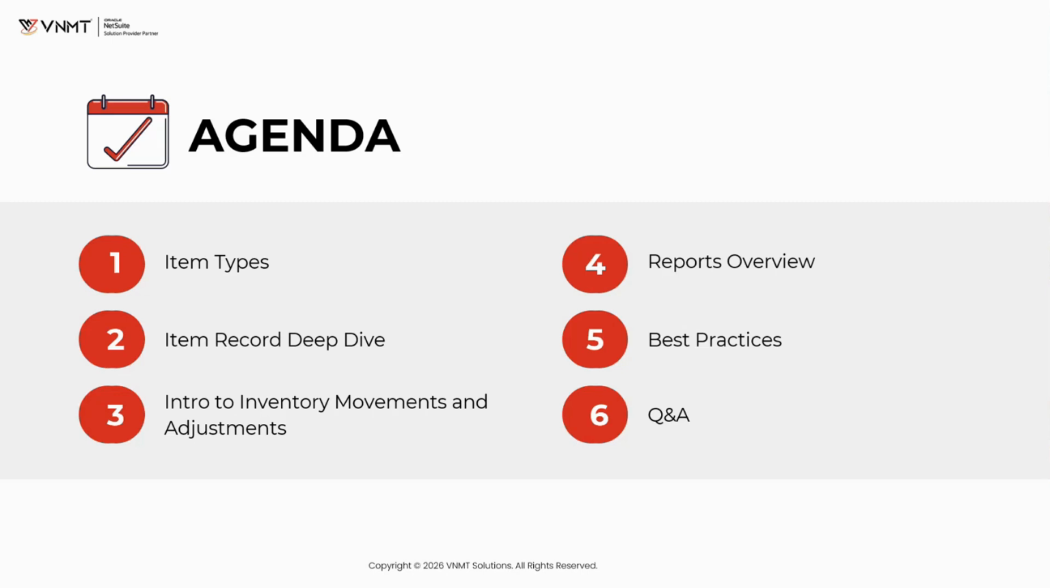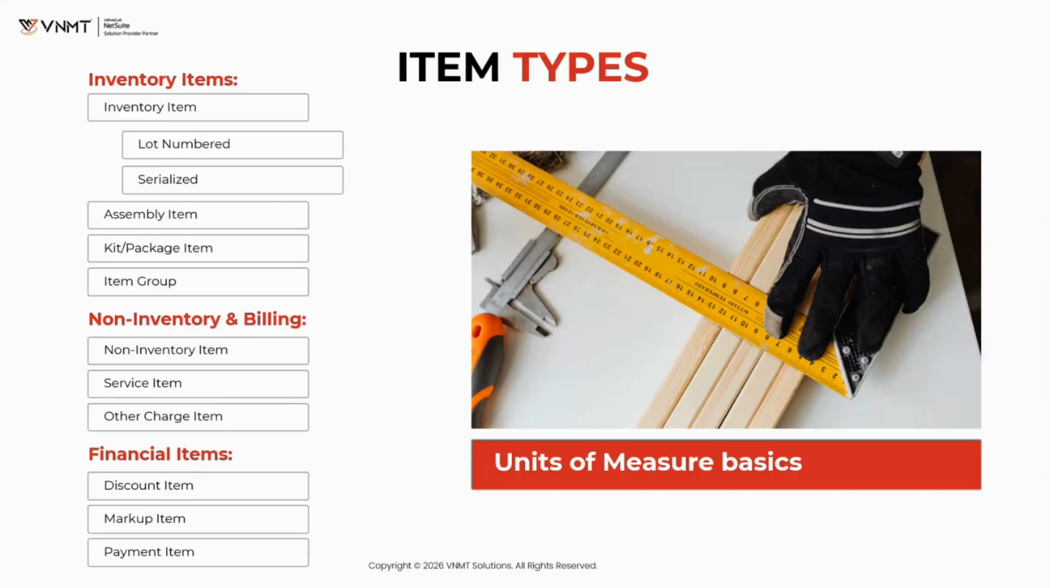So let's look at items. What is an item? An item is pretty much a core record in NetSuite used in all your transactions. It's anything your business sells or purchases or charges your customer for. There are multiple types of items available in NetSuite.